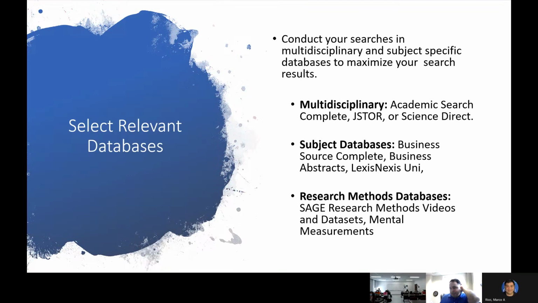This is the most important aspect in a sense of identifying your databases. Like I mentioned earlier, these are your prominent databases that you will be using within leadership studies. This is not exclusive of all the databases that you would be using, but it's the most accessible ones that you probably will be using more frequently. Academic Search Complete, JSTOR, Science Direct, these are all multidisciplinary databases. Your subject databases are Business Source Complete, Business Abstracts, LexisNexis Uni.